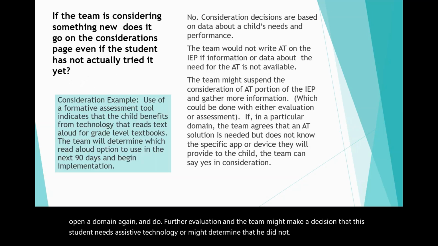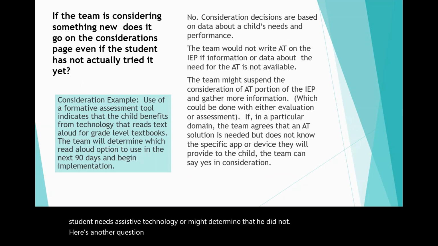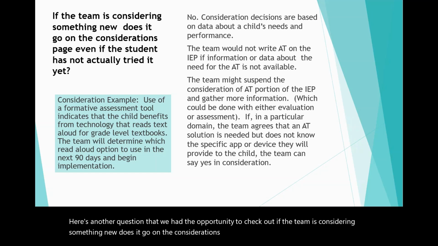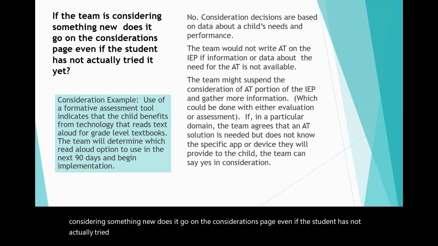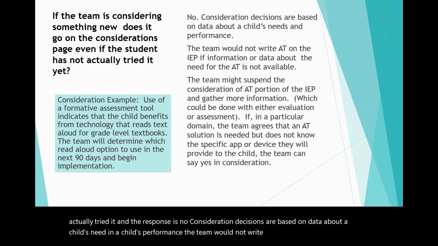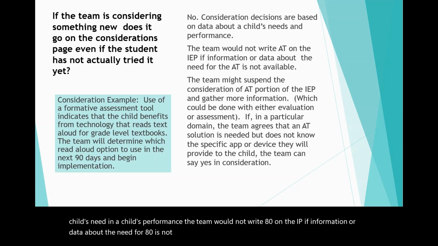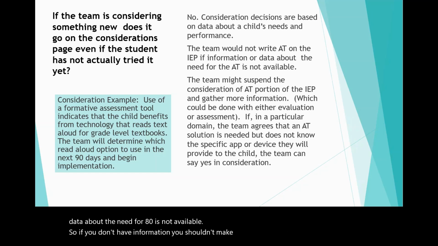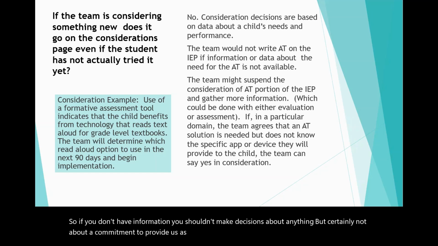Here's another question that we had the opportunity to check out. If the team is considering something new, does it go on the considerations page even if the student has not actually tried it? And the response is no. Consideration decisions are based on data about a child's need and a child's performance. The team would not write AT on the IEP if information or data about the need for AT is not available. So if you don't have information, you shouldn't make decisions about anything, but certainly not about a commitment to provide assistive technology for a student.